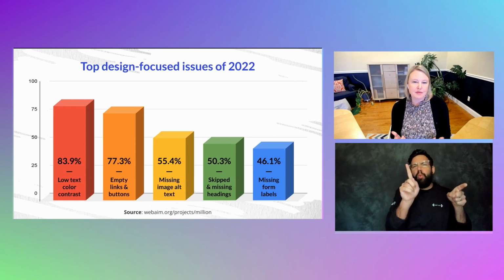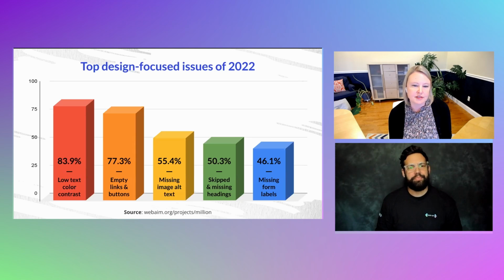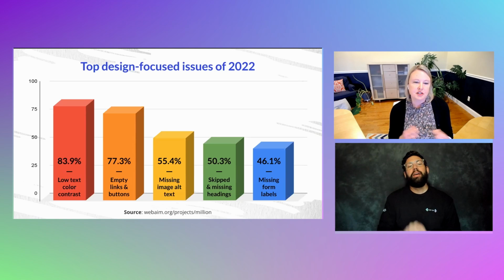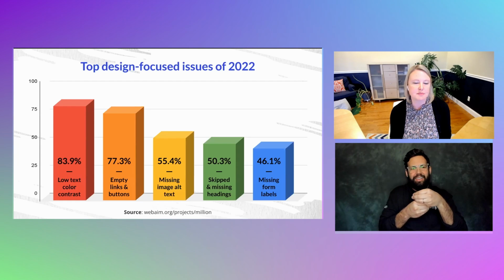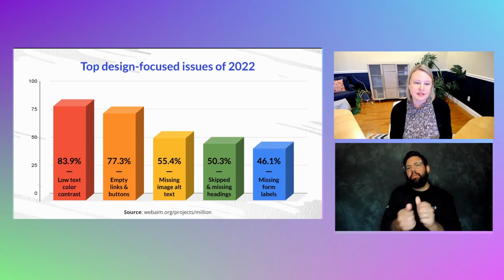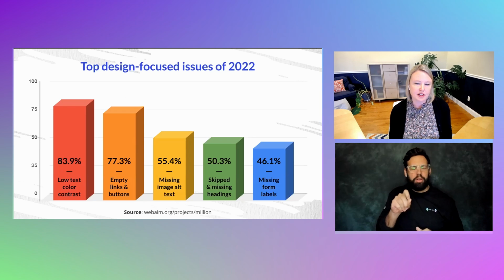If you're familiar with the WebAIM Million, this bar chart may look a little bit different from what they present. Additional issues such as missing document language, proper use of landmarks, misuse of ARIA, etc. Those things are very important to address, but it kind of falls out of the scope of this talk.